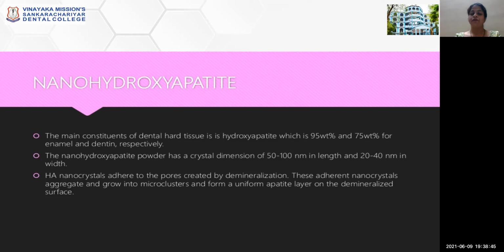So the concentration of 10% nanohydroxyapatite is optimal for remineralization. They can effectively penetrate the dentinal tubules and obturate them, and can cause the closure of tubular opening of the dentine with the plugs within 10 minutes, as well as regeneration of the surface mineral layer by formation of hydroxyapatite crystals. These adherent nanocrystals aggregate and grow into microclusters and form a uniform apatite layer on the demineralized surface.